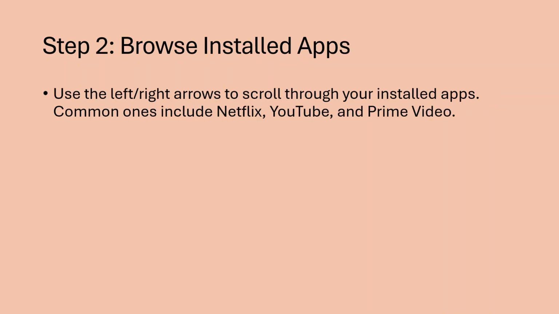Step 2. Browse installed apps. Use the left and right arrows to scroll through your installed apps. Common ones include Netflix, YouTube, and Prime Video.